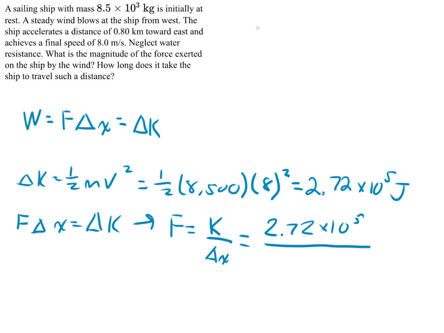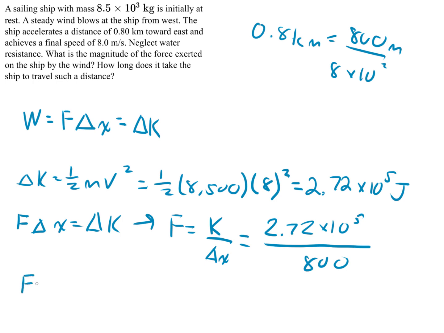Now we first need to convert it into meters before doing anything. So you know that 0.8 kilometers is simply equal to 800 meters, since there are 1,000 meters per kilometer. So you can write this as 8 times 10 squared, but I'm just going to write it as 800. So the average force, or the magnitude of the force, if you calculate that, should simply be 340 newtons. So that's the first part of the problem done.